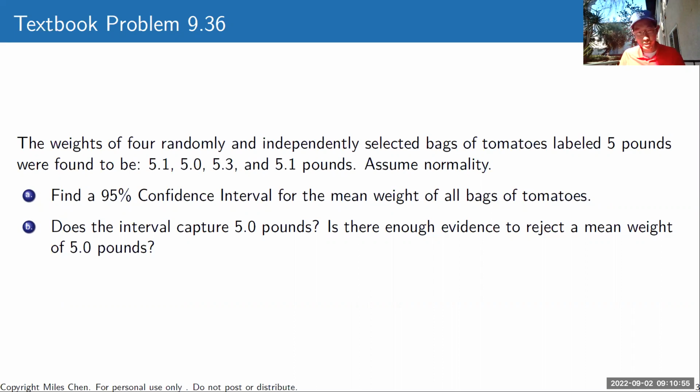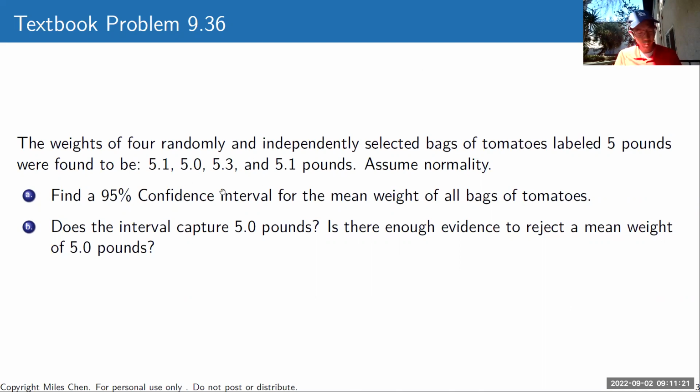Maybe not. We measure them, and these are the weights: 5.1, 5.0, 5.3, and 5.1. And then it says make a 95% confidence interval, and based on that confidence interval, is there enough evidence to reject and say the average weight of bags is something other than 5 pounds?